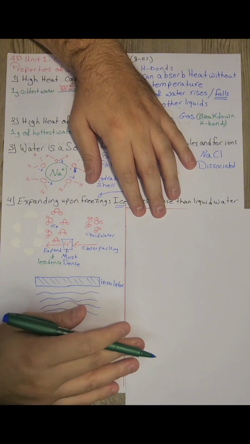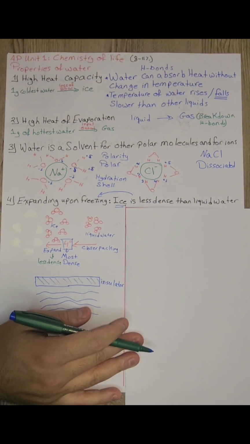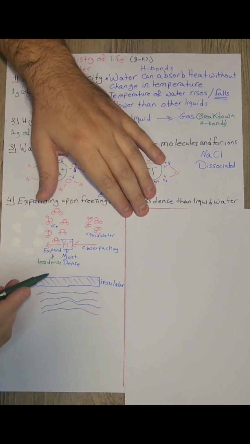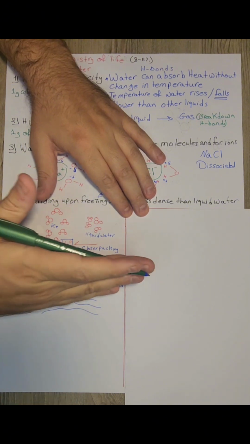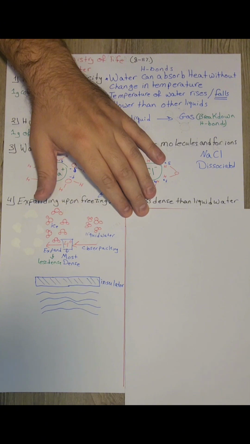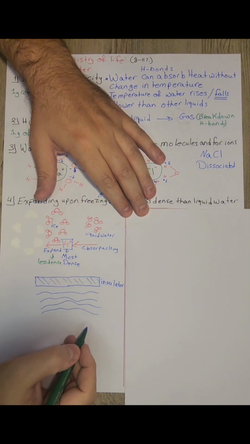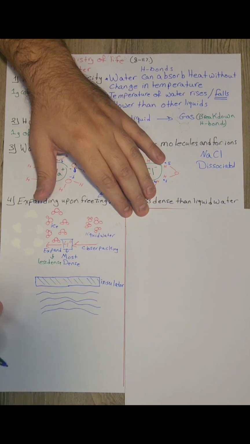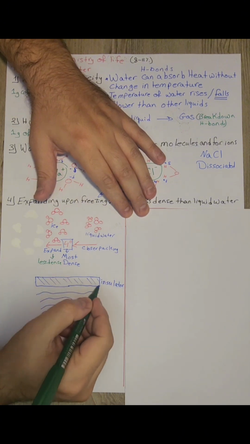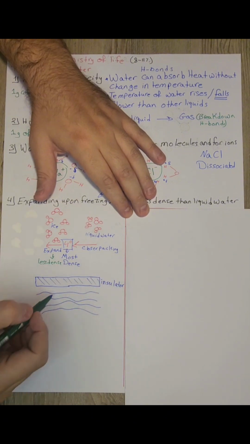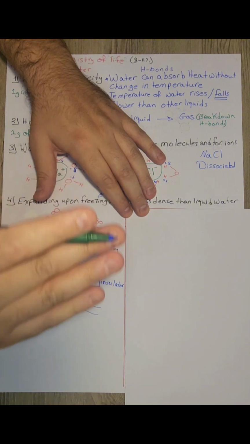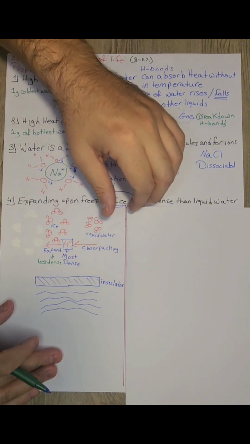Because if ice were not less dense than liquid water, then ice in a freezing lake would sink into the water and wouldn't float, and hence would change the temperature of water dramatically. And also, ice plays an important role as an insulator that keeps water warmer in a way than the surrounding environment.